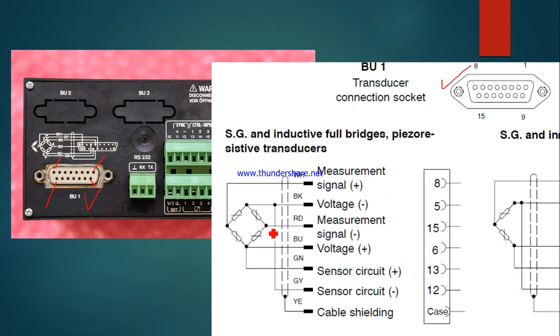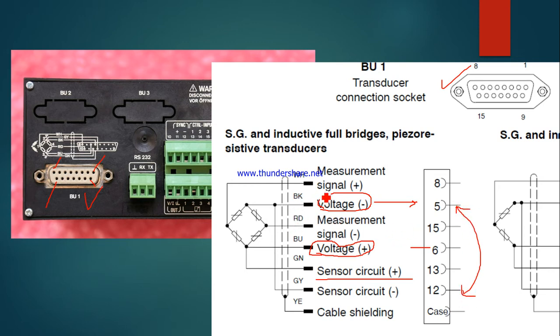Okay, so now in the load cell, the excitation voltage plus will be connected to pin number 6 of this connector, and the excitation voltage minus will be connected to 5. Now you see the same voltage will be going to the sensor circuit. So this voltage plus is again to be connected to 13. That means 6 and 13 are basically shorted. Similarly this 5, this short wire is there, so 5 and 12 are basically shorted.